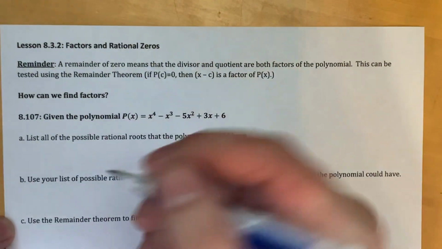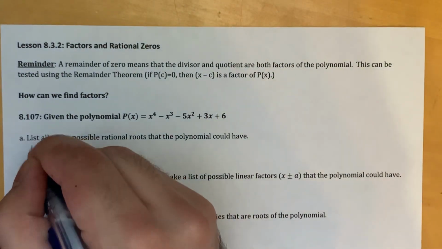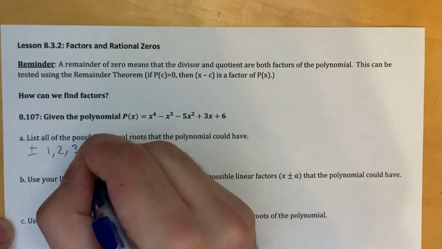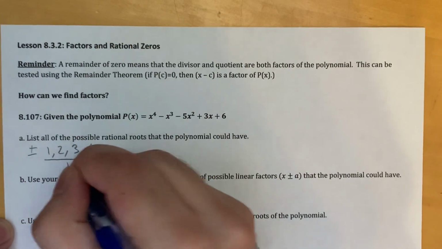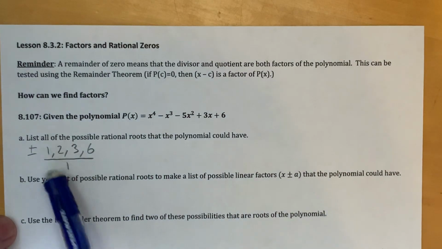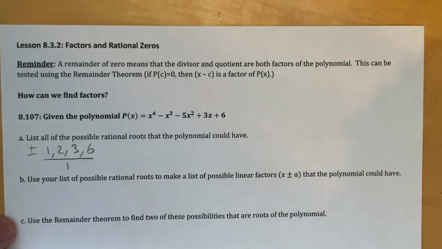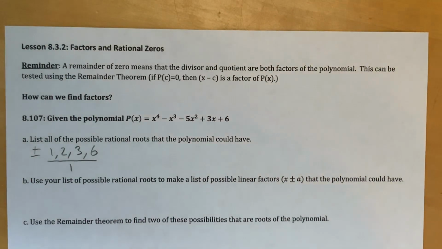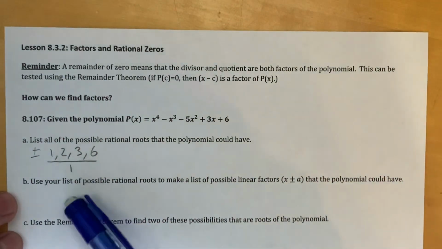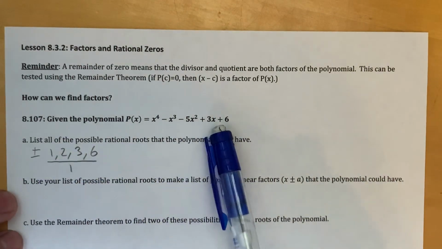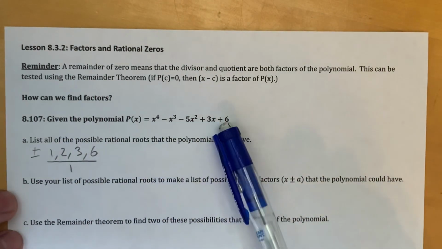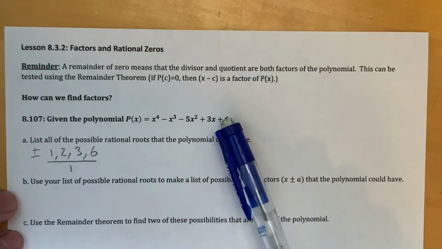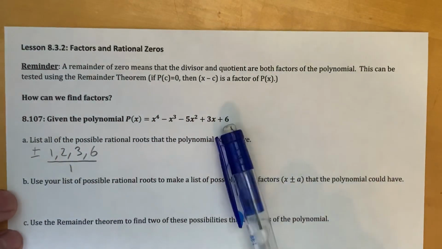So I'm going to put all factors of 6 on the numerator, 1, 2, 3, and 6, all over the leading coefficient, 1. And it's plus or minus because they can either be positive or negative, because you can have two negatives that give you a positive. You can have 2 and 3, negative 2 and negative 3 to give you 6, positive 2, positive 3 to give you 6. You can get positive 1, positive 6 to get you 6, negative 1 and negative 6 to get you 6.